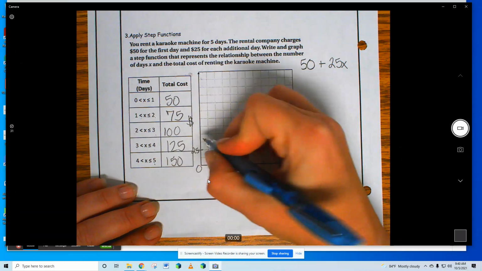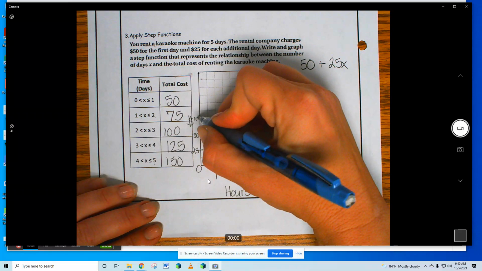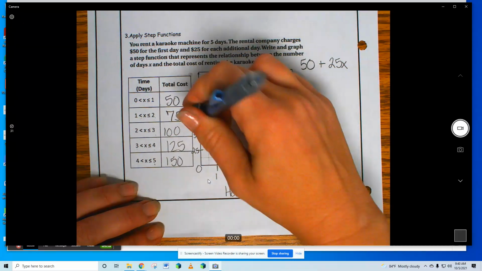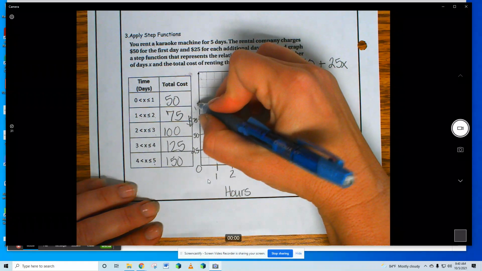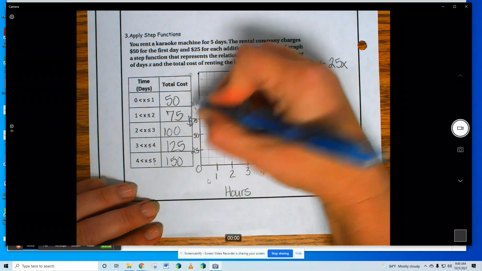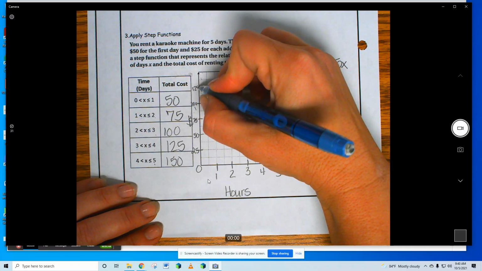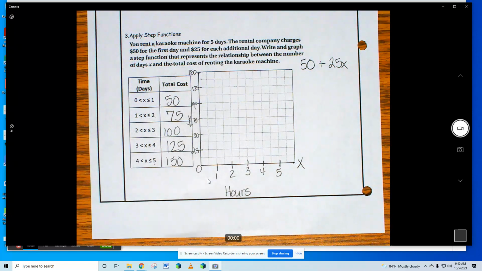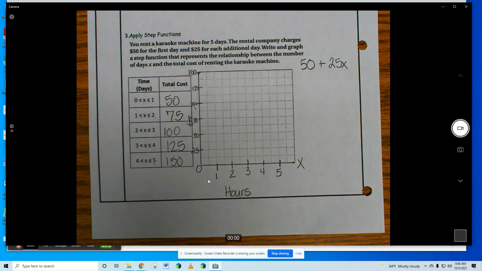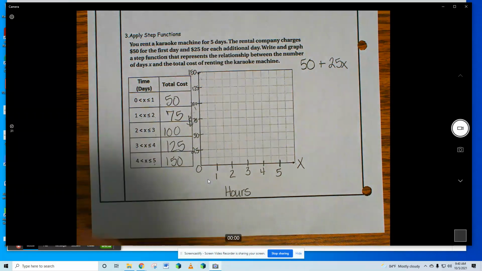So, $25, $50, $100. I'm sorry, 75. Jumping the gun. Getting all excited about the money. Every 2 boxes, 100. 125. 150. So I need to draw a step function for this situation.